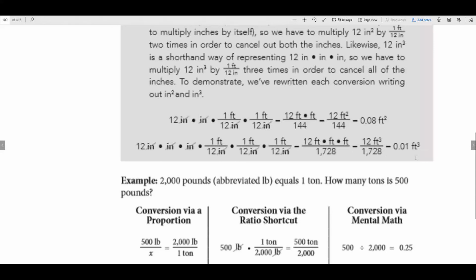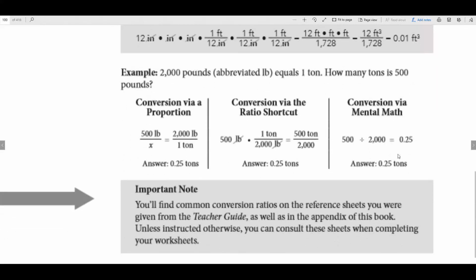Okay, so let's look at this. This is just an example of a conversion via the ratio shortcut. I'm sorry, I saw my computer froze. So 2,000 pounds, abbreviated LB, equals 1 ton. How many tons is 500 pounds? So 500 pounds times the conversion ratio, which is 1 ton to 2,000 pounds. Remember, what we want is on top, and we want to convert to tons. So then you're going to mark out what you've got, do the calculations, and get your answer.